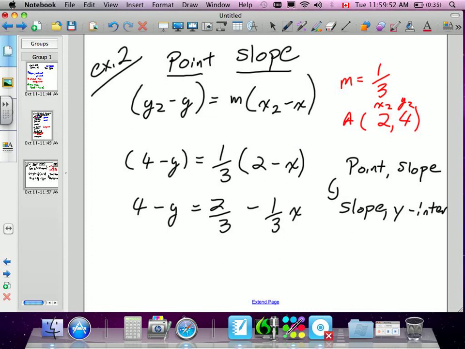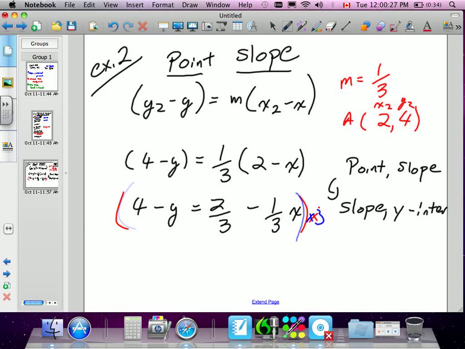Now, I need to move my 4 to the other side. Now, I'm going to show you guys a trick here. I have a fraction on the right side of the equation. And I'm assuming most people would like to work with whole numbers. Okay? So I need to essentially eliminate this 3. In order to do that, if I, again, multiply the entire equation, this time if I multiply it by 3, it will get rid of my fractions on the side.